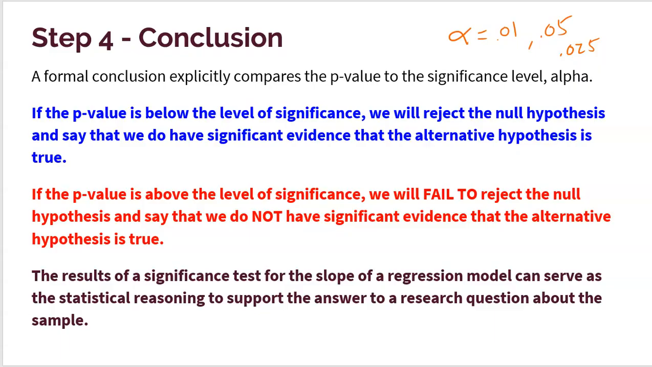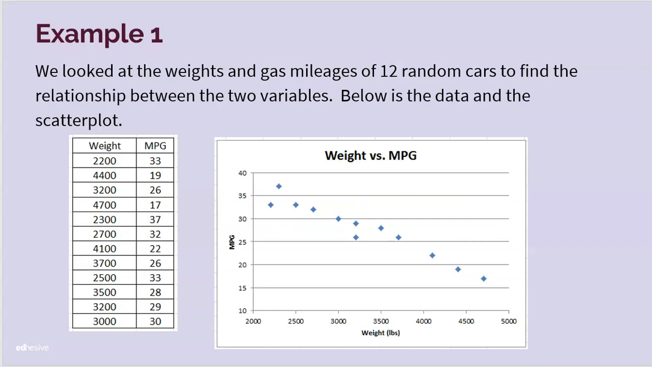It's basically saying, hey, all this work you're doing is going to allow us to answer this super important question that we were posed with. All right, so let's look at our first example here. It's the same example we started in the last video as well. So we looked at the weights and gas mileage of 12 random cars to find the relationship between the two variables. So we got the weight of cars, that's our explanatory variable x. We got the gas mileage, that's the response variable.